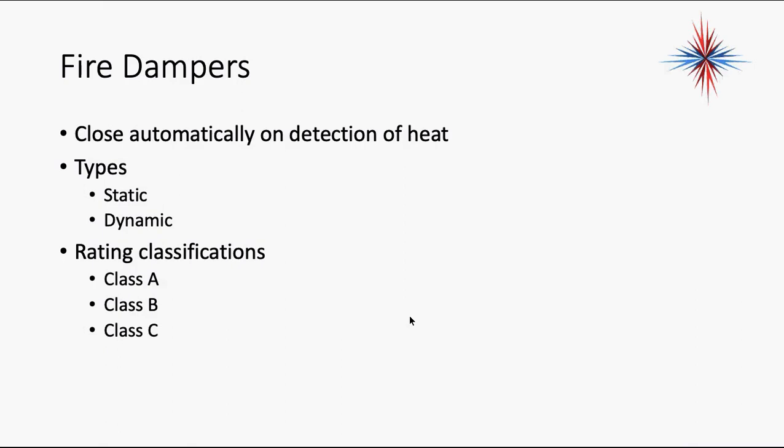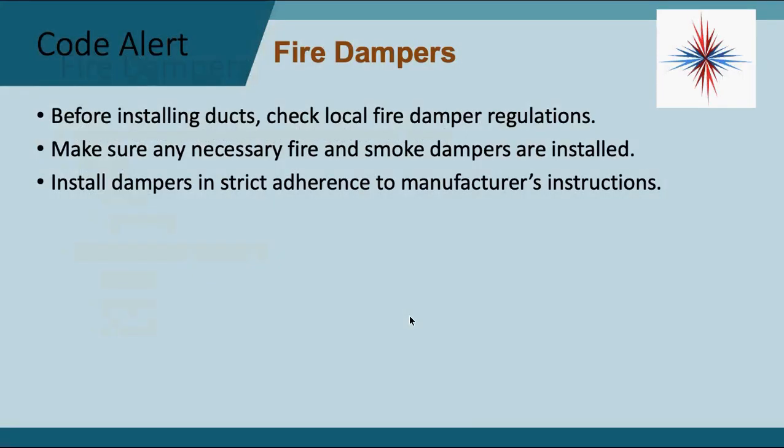How do you find out where you need fire dampers? Check with your local code authority. Okay, make sure any fire and smoke dampers are installed. Install dampers in strict adherence to manufacturer's instructions. Fire and smoke dampers are not something to mess around with. They can cause real problems for the fire department if there's a fire in a building.